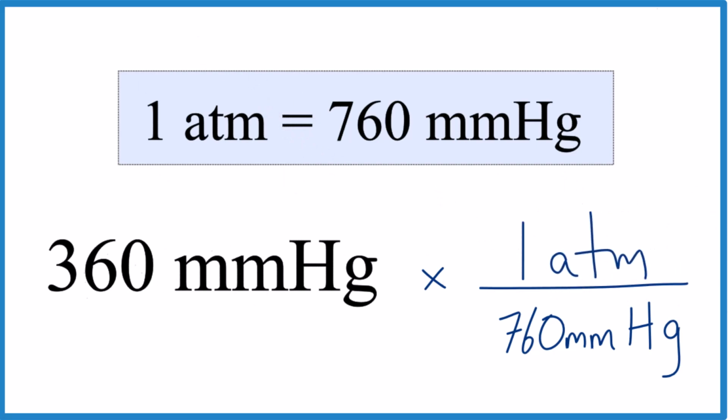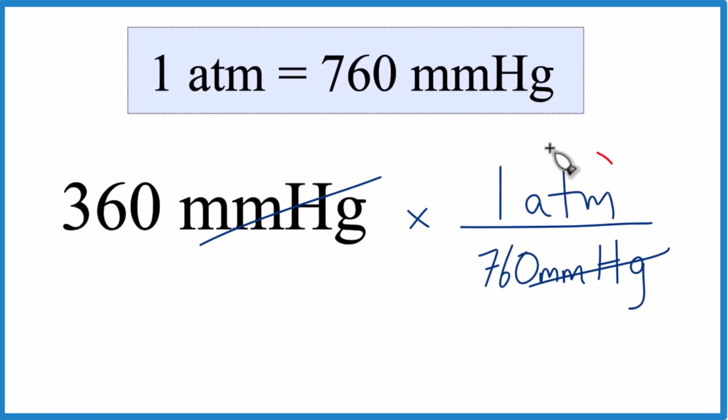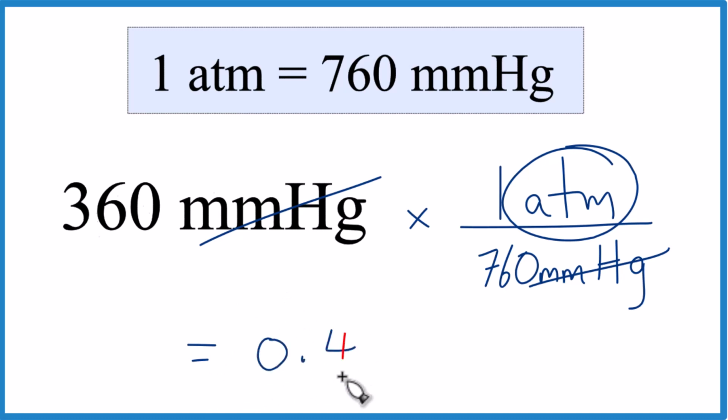Now when we do the math, we multiply millimeters of mercury in the top and bottom. They cancel out. We're left with atmospheres. That's what we're looking for. So 360 divided by 760, we end up with 0.4736. Let's call it 0.474. And the units are atmospheres because that's what we have left up here. That's how we know we set it up correctly.